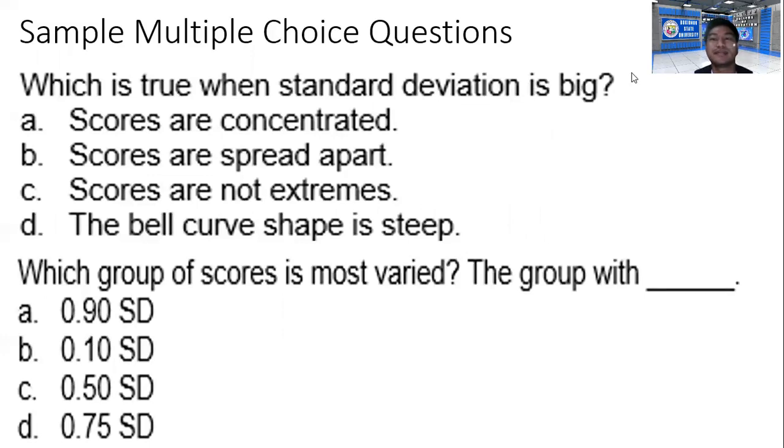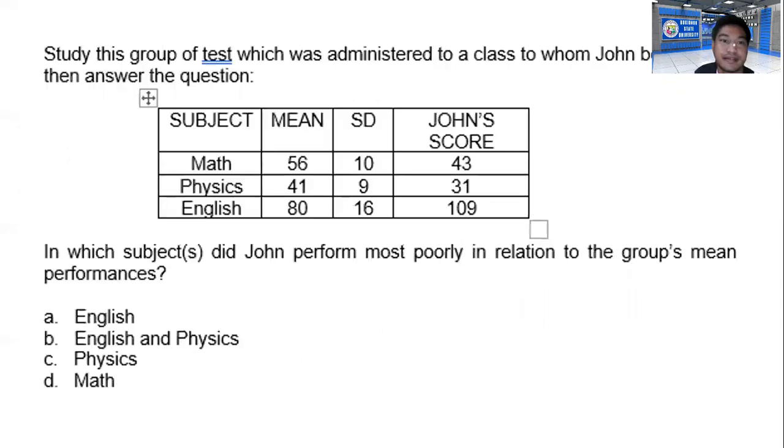Which is true when the standard deviation is big? Kung dako ang standard deviation sa ganito, meaning the scores are spread apart. No? Lagyo siya ang score. And then which group of scores is most varied? So kung most varied, kano pinakadako og standard deviation? So asa na pinakadako? So 0.90 SD. Kana siya. Next.